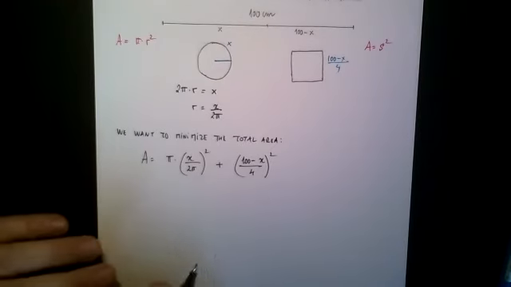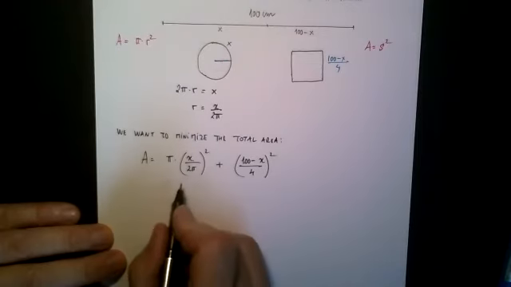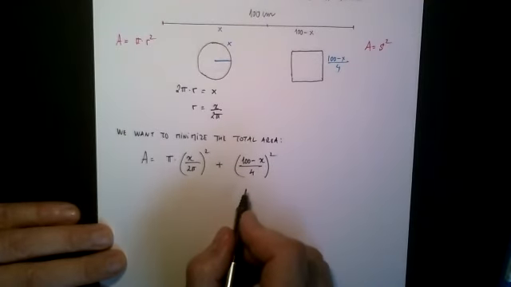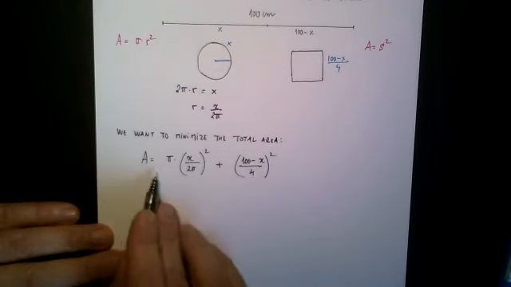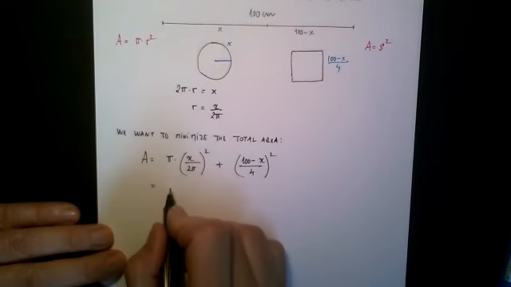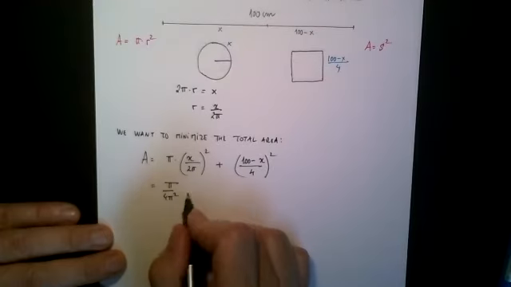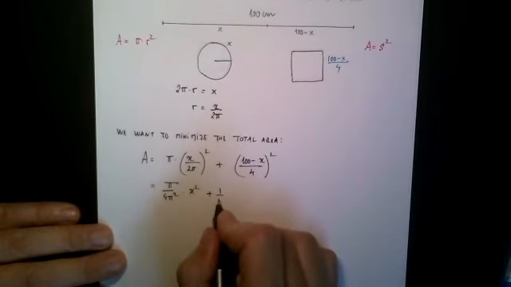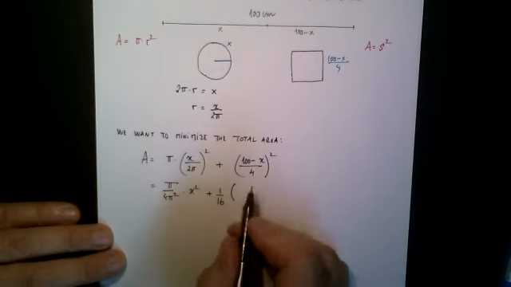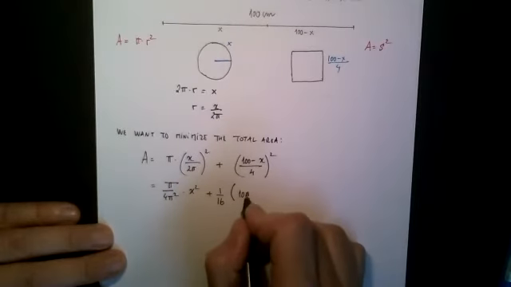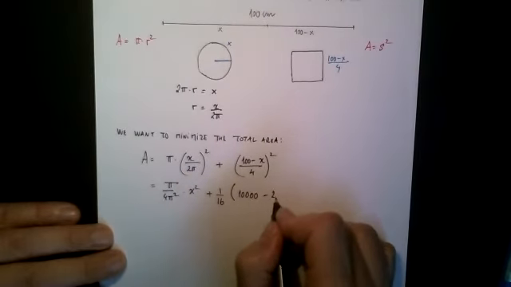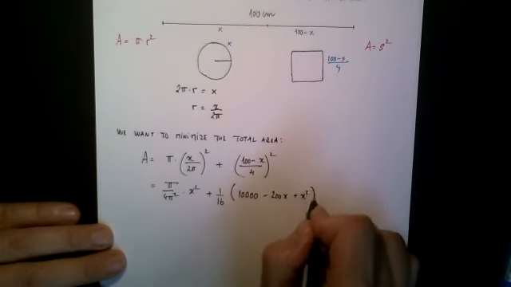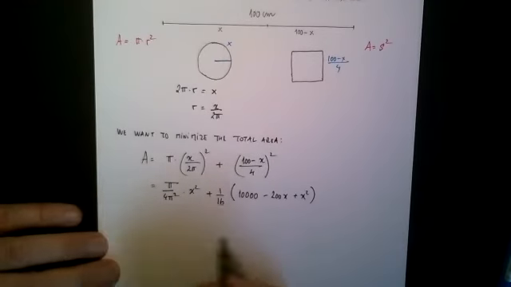It's possible also. Okay, so what's the area here? The total area is this. So I'm going to simplify it a bit. I get pi over 4 pi squared times x squared plus 1 over 16 times, and I'm going to open this up. So (100 minus x) squared is 10,000 minus 200x plus x squared. Okay, just to make it simpler to derive after.